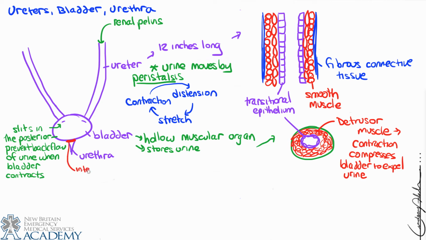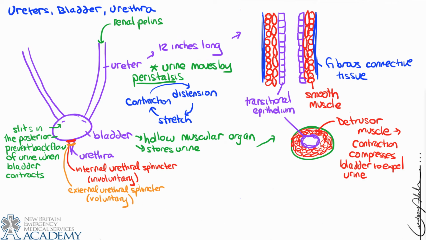So just as we have the external and internal anal sphincters, we also have internal and external urethral sphincters. The internal urethral sphincter is under involuntary control, and the external urethral sphincter is under voluntary control. So in order to have urination, we have to have relaxation of the external urethral sphincter first, and then subsequently we'll have relaxation of the internal urethral sphincter, and then urination will actually be able to occur.